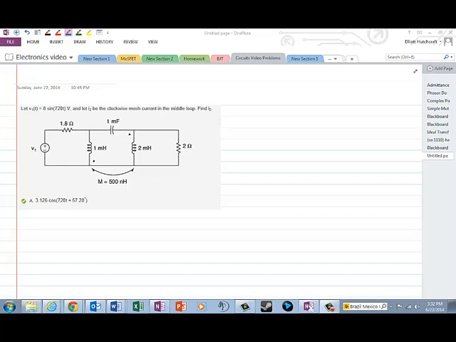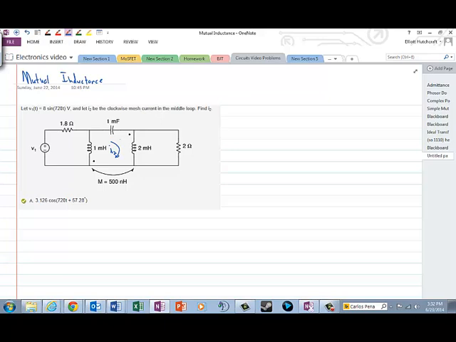Okay, so here's another mutual inductance problem. You can see it says let V1 of t equal 8 sine 720t volts, and let I2 be the clockwise mesh current in the middle loop. Find I2. So they want to have I2 right there.